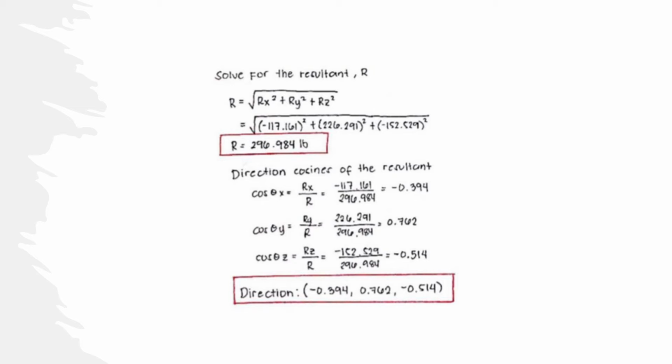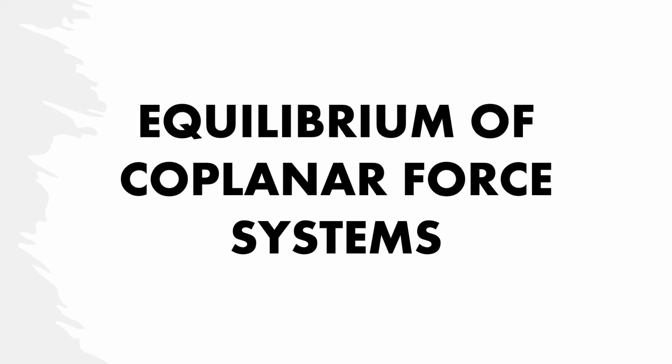And for the direction cosines of the resultant, we have cosine theta x, which is equal to negative 117.161 over 296.984 equals negative 0.394, and cosine theta y, which is equal to 0.762, and cosine theta z is equal to negative 0.514. And we have the directions negative 0.394, 0.762, and negative 0.514. Now we move on to equilibrium of coplanar force systems.